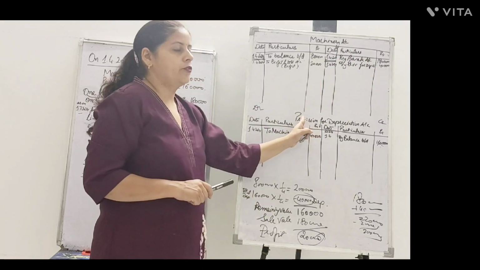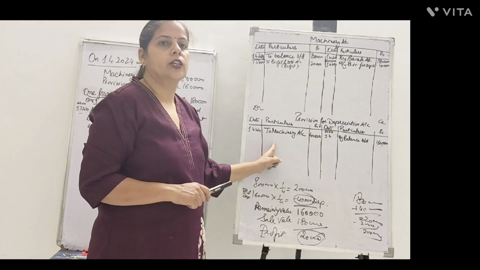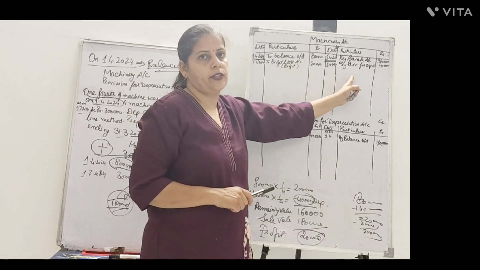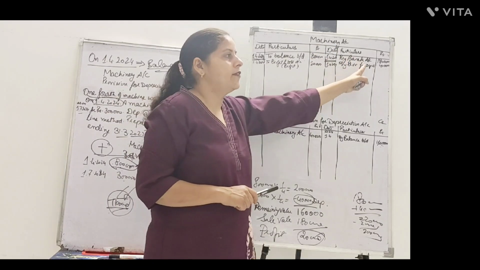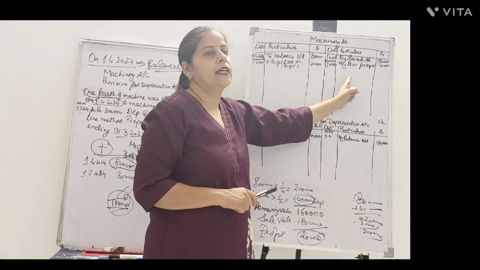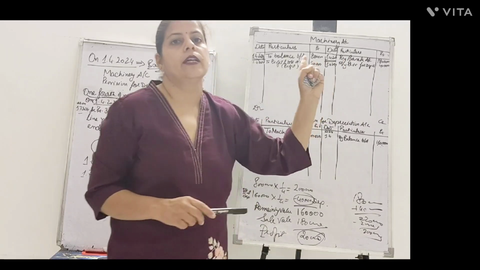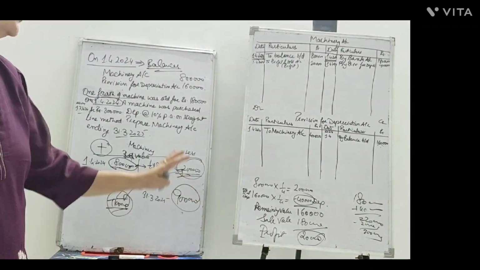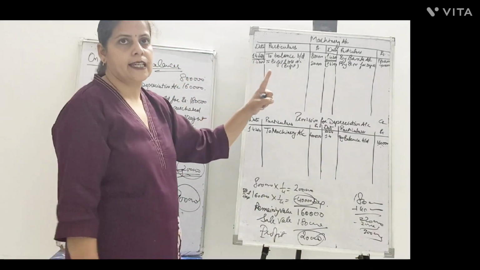So in the provision for depreciation account we write the word 'to machinery'. In the machinery account we write the word 'provision for depreciation'. Then the sale value of the asset. If it is a loss, it will be taken on the credit. If it is a profit, it would be going on the debit side of your machinery account, right? So this is the way we have done the sale.